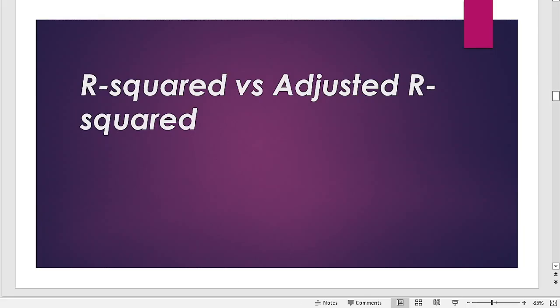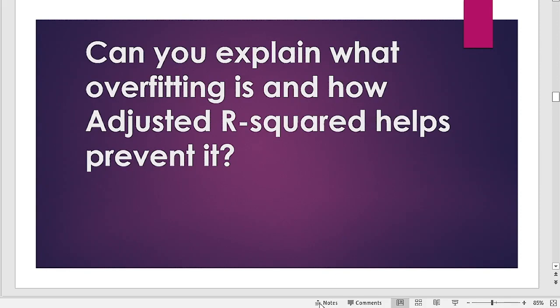Next question is, can you explain what is overfitting and how adjusted R squared helps to prevent it?